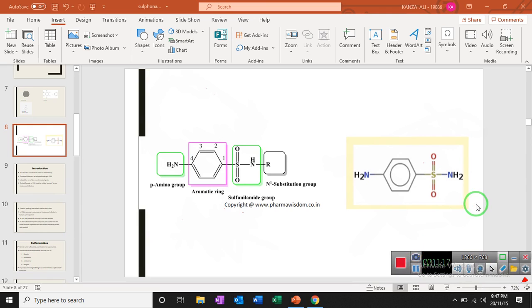You can see here we have used aniline or aminobenzene. We have substituted another functional group, that is SO2NH2, which may be termed the sulfonamide group.